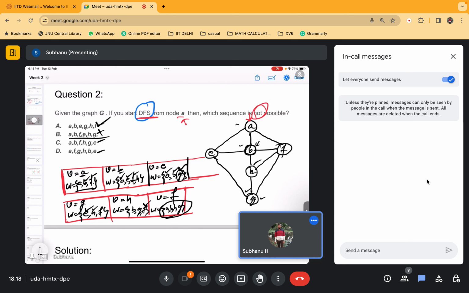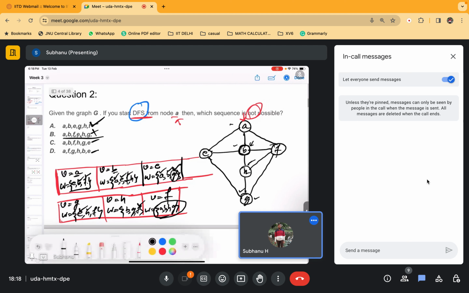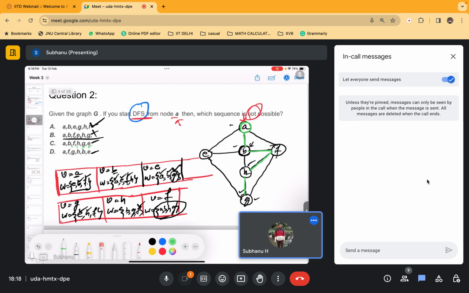So let's also try to see the other sequences, like C. So is C possible or not? You can check by graph also, by visiting the graph. If you start from A, you can come to B, yes, in one hop, then you can come to F in one hop, fine, then you can come to H in one hop, fine, then you can come to G in one hop, fine, then E. Okay, so you can complete all the nodes like this.